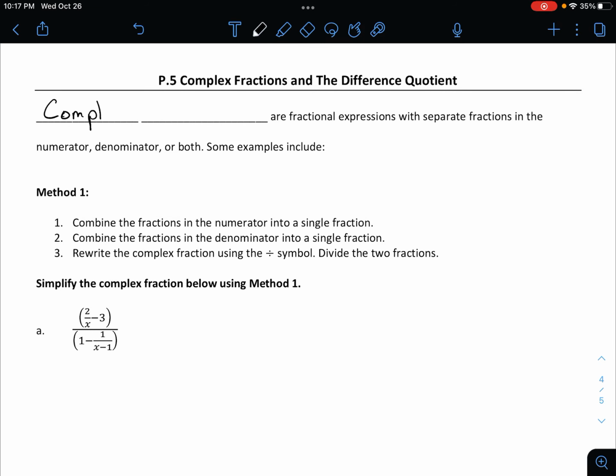All right, complex fractions are just fractional expressions with separate fractions in the numerator, denominator, or both. So, some examples, we've maybe seen something like this before.